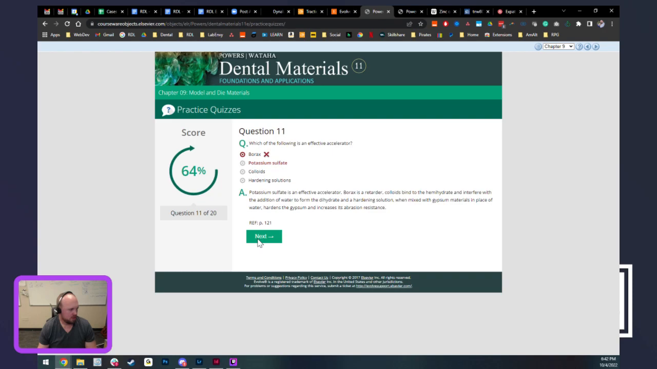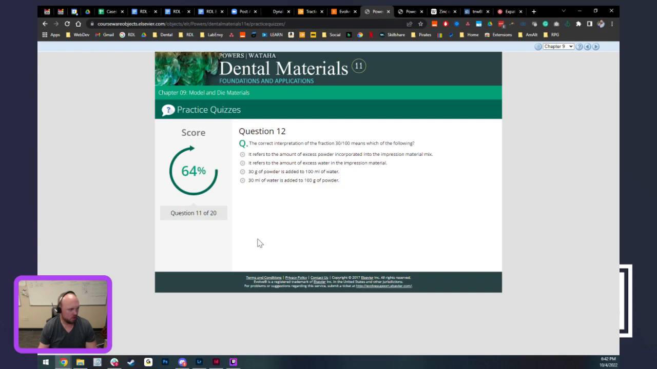The correct interpretation of the fraction 30/100ths means which of the following? It refers to 30 of 100. It refers to 30 grams of powder to 100 milliliters of water. It refers to 30 milliliters of water added to 100 milligrams of powder.